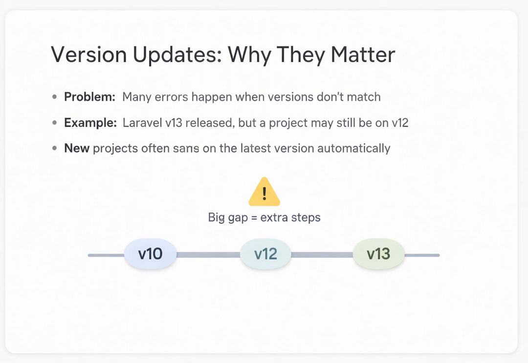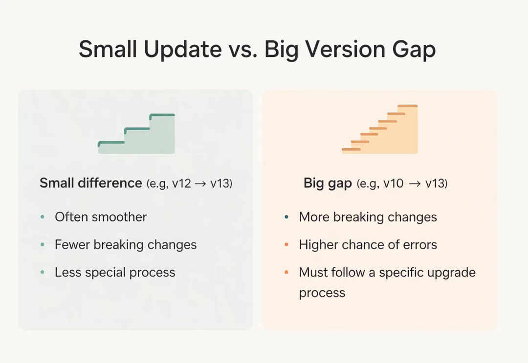And the bigger the jump, like going from version 10 straight to 13, the more likely it is that you cannot just update casually. That large gap usually means you need to follow a more careful step-by-step upgrade process. Here, the instructor separates two cases. If the difference is small, like Laravel 12 to 13, it's usually smoother. There may still be changes, but it's less likely to completely break everything.